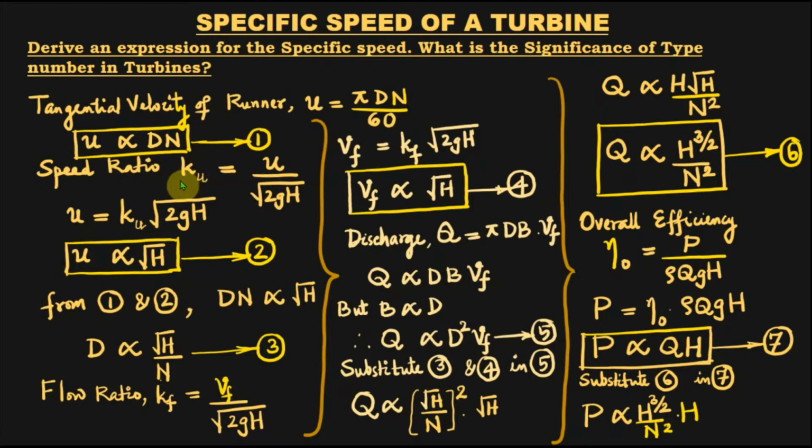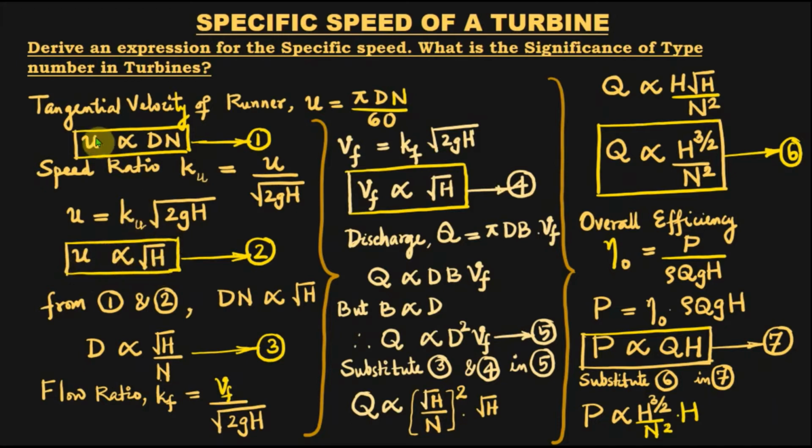Now consider the speed ratio of the turbine, denoted by Ku, that is equal to u divided by root of 2gh, where h is the net head, and u is equal to Ku into root of 2gh. Ku and the gravitational acceleration g are constants. Therefore, you can write the proportionality of u in this case as u is proportional to root of h, because Ku into root of 2g, that part is constant. So u is proportional to root of h.